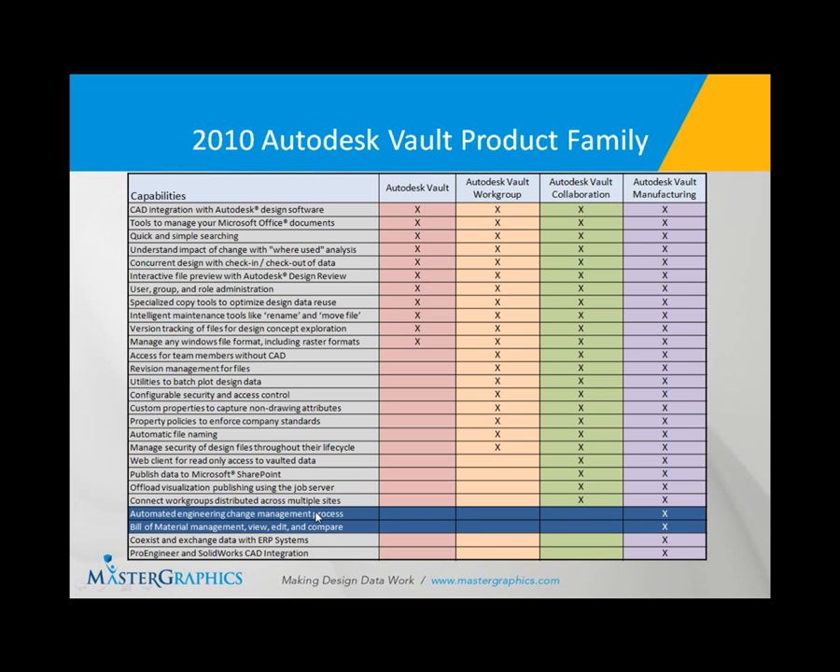The two areas we're really focusing on today are down here at the bottom. And those are the engineering change management process within Vault Manufacturing and also being able to manage bill of materials. Those functionalities will be editing, viewing, comparing, et cetera. You can see that those two capabilities are only available in Vault Manufacturing. So if you're running core Vault or Vault Workgroup or Collaboration, you would need to perform a cross grade to Vault Manufacturing in order to get those capabilities.